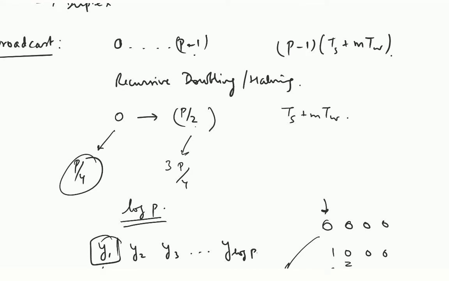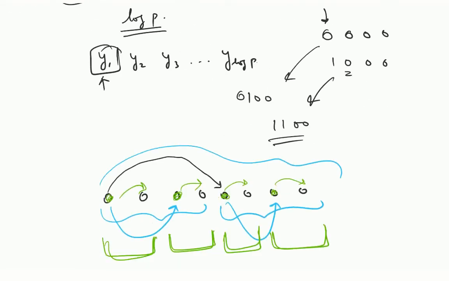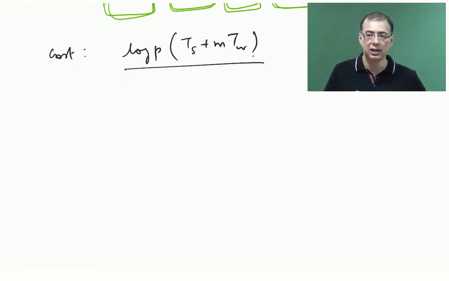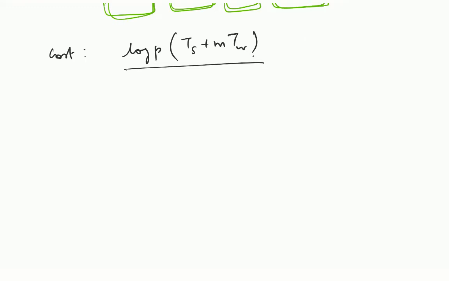So it's clearly better than this cost, p minus 1 times Ts plus mtw, right? And it makes perfect sense. So it's the obvious way to do it. What's good about it is that on most architectures, it works quite well. Okay, so let's examine the architectures. So on a clique, it's going to do well, right?